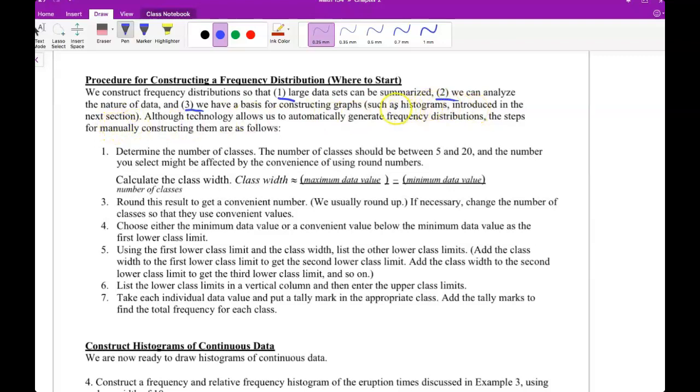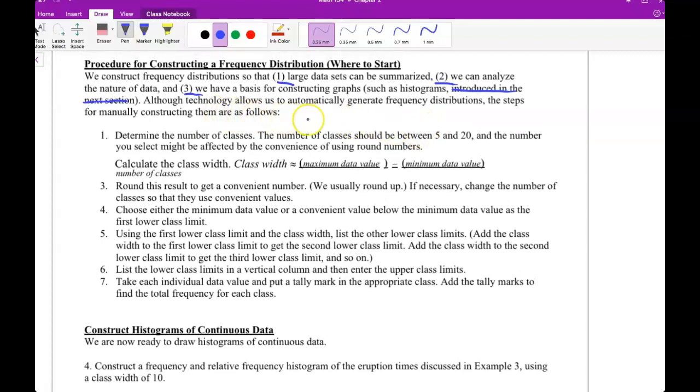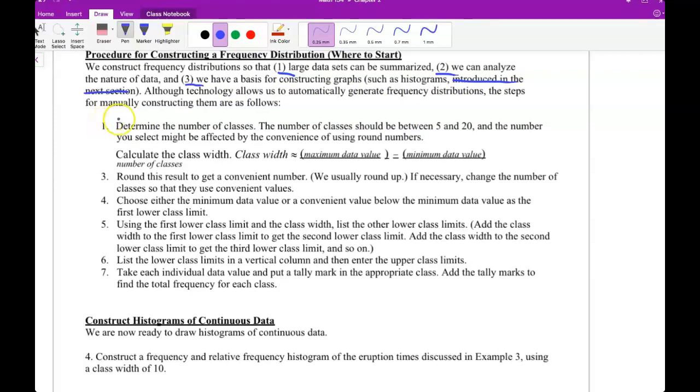Okay, we already had this one here, so disregard that one. Also, we can use technology. So here are our steps. These steps for constructing are as follows.